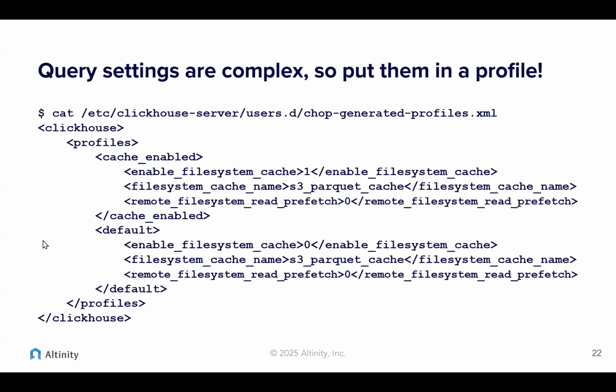One final setting, as you can see, these query settings can be complex over time. Our goal is, of course, to make you not have to know about these. But for now, when you're trying it out, you may have to know about things like the location of your cache. So a great way to solve these problems is to put them into profiles, which means that users get them automatically and don't have to think about them. And this is just an example of how you set up an XML profile. There are other ways to do it, of course, as well.